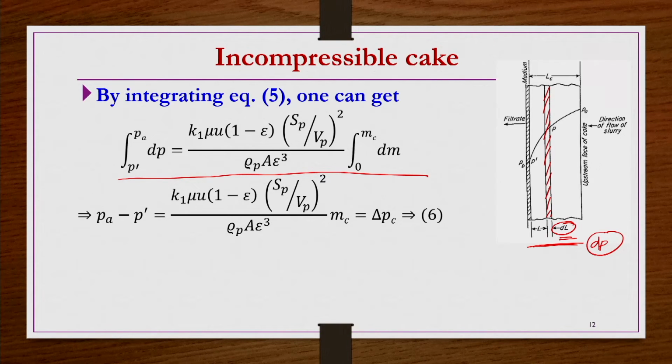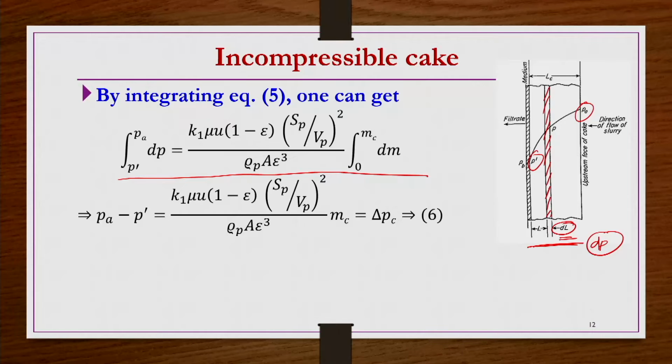Within that cake we have taken one layer of cake. For this layer, just now we developed an equation for pressure drop. If you integrate that equation, you will get this equation. Here the limits for this integration, especially for pressure, should be P prime to PA, because this layer is within the cake, and we are doing this integration only for the cake. So the pressure limit should be P prime to PA.